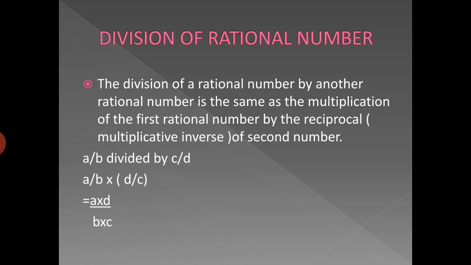Means whenever we have to divide, let's say a upon b is divided by c upon d. So what will we write? We will write a upon b multiplied by the reciprocal of c upon d. Yes, it's d upon c. So now we will simply multiply. Multiplication of numerators is a into d and multiplication of denominators is b into c.